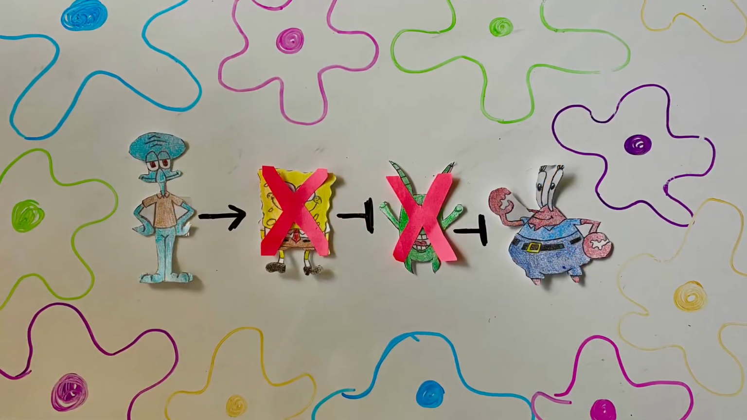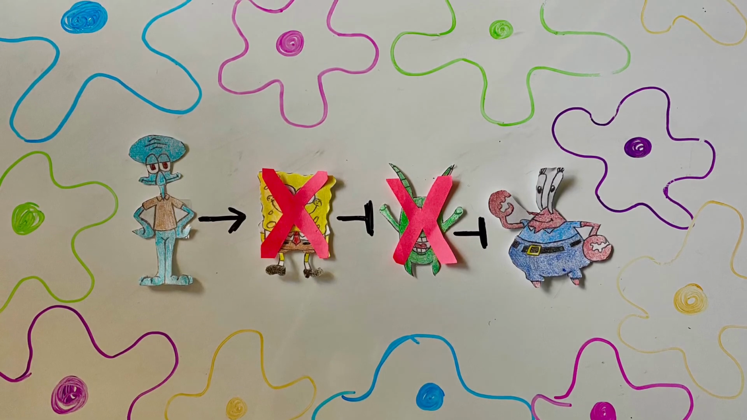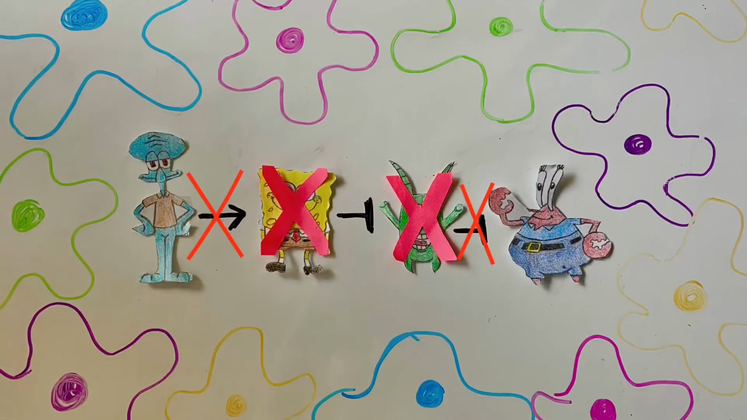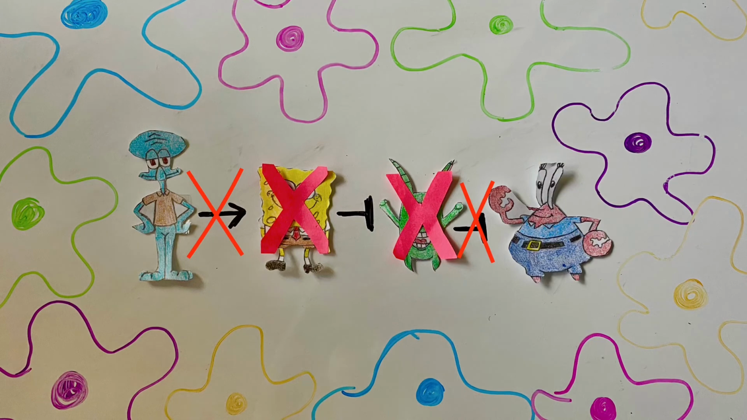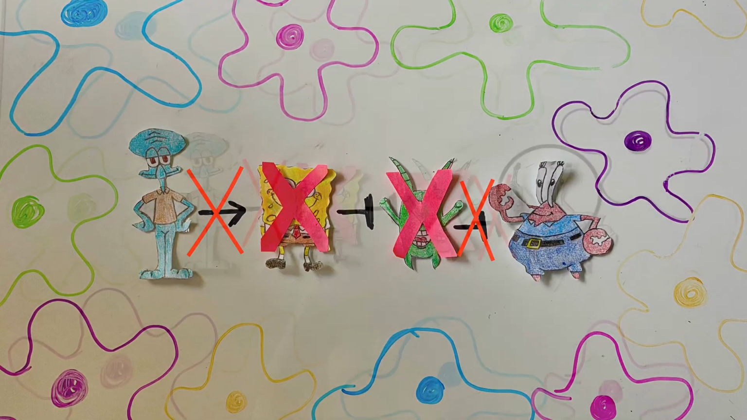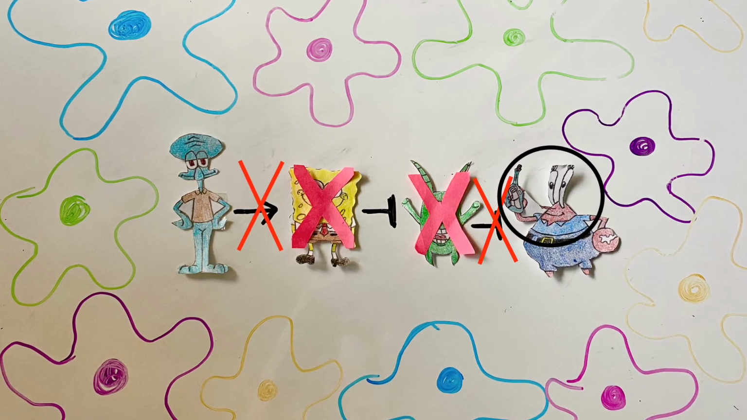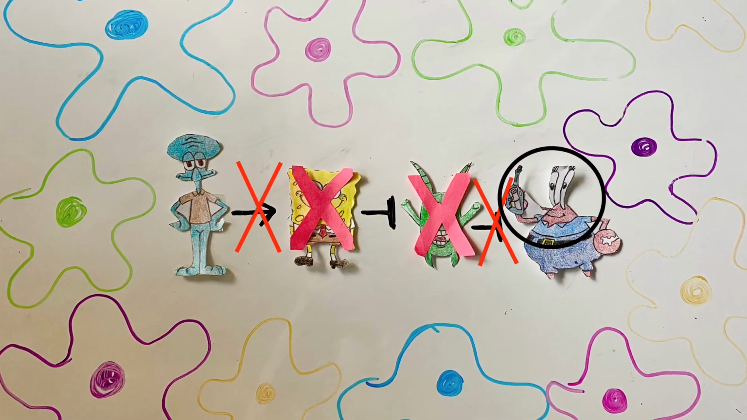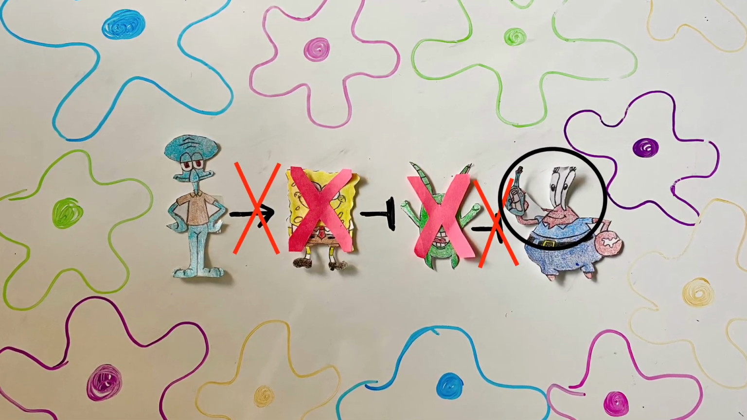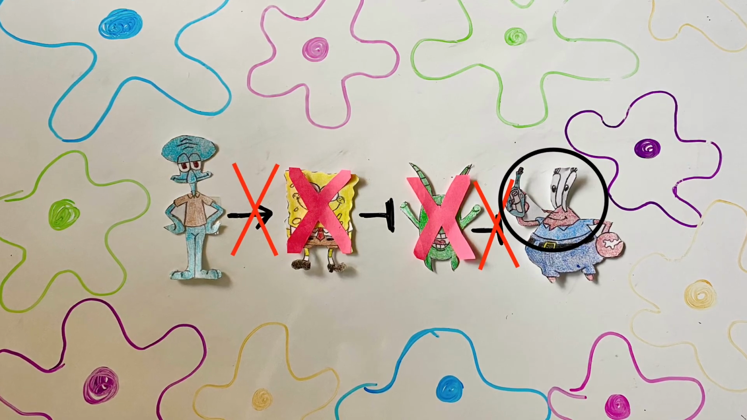Now, if a double mutant occurs and SpongeBob and Plankton are not in the network, there will be no repressor affecting Mr. Krabs. Even though Squidward is unable to transcribe SpongeBob, the repressor Plankton is absent, allowing Mr. Krabs to hold on to his secret formula, which is a very different end phenotype compared to the last mutant.